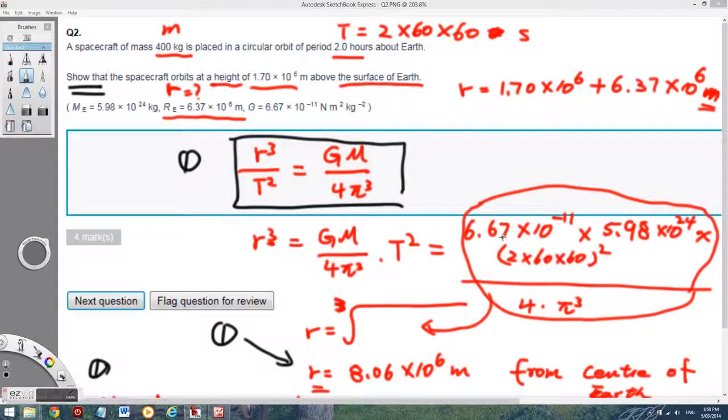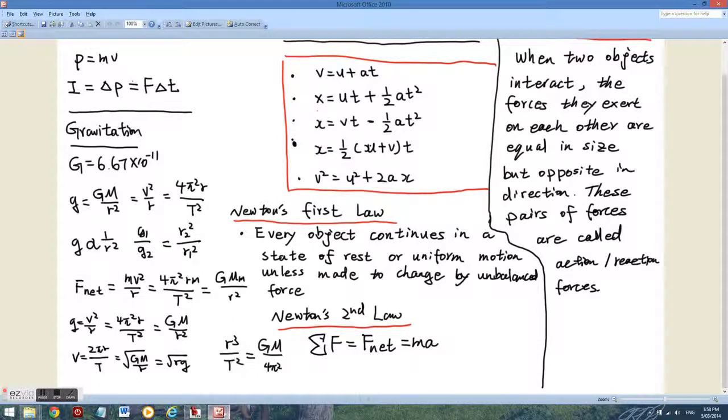Sorry, I made a mistake. In the equation it is 4 pi squared and 4 pi squared. Yes, I just realized that.